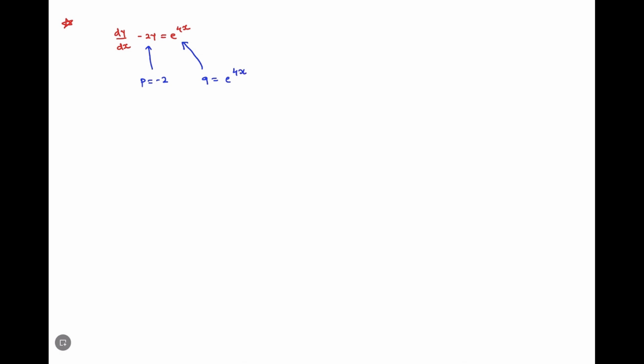Now, first of all, we need to find the integrating factor mu, right? So the equation of mu is given by e raised to integration of p dx, and here p is equal to -2, integration of -2, that is -2x, right?